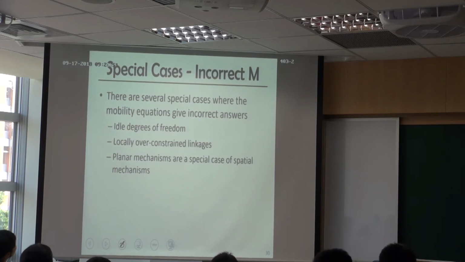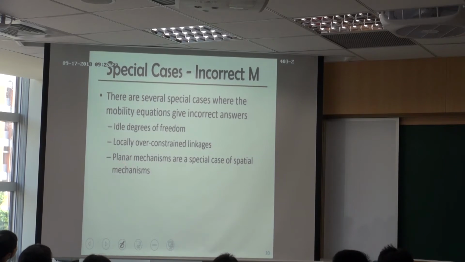Usually we just use the mobility equation to find the mobility of a mechanism. But you will find in some mechanisms, sometimes the mobility equation will give you incorrect answers. They include 3 cases. One we call idle degree of freedom. Don't worry about this too much, I'll show you in the following slides. Another one is called locally over-constrained linkages. And there's another case.